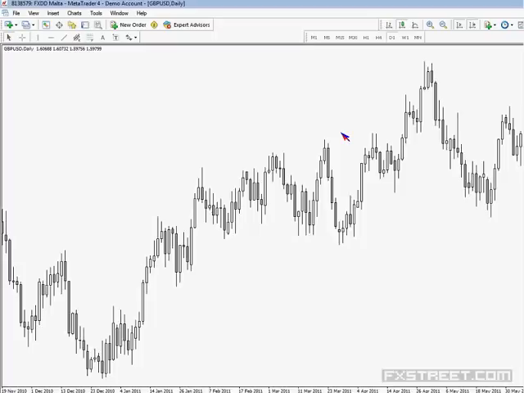So the book that's coming out the end of the year is called Naked Forex, right? And I'm writing it with my broker. Now, the other thing that's important is that I like to trade the daily charts.